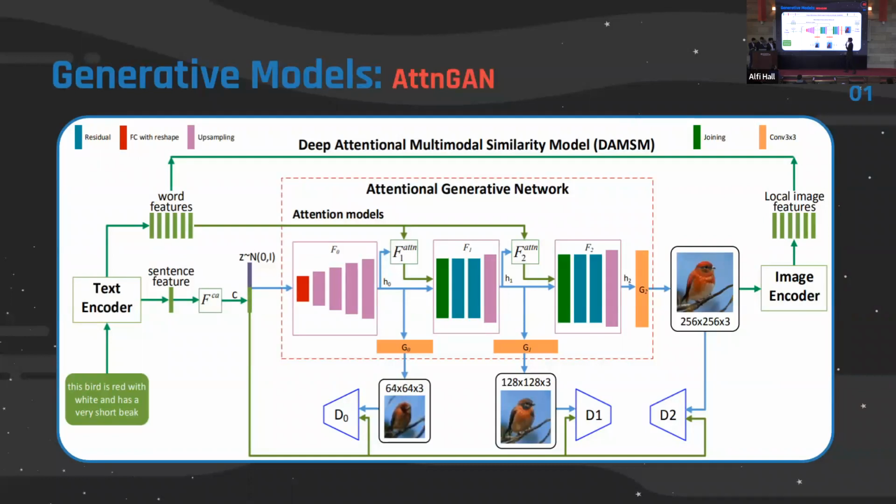The first one is that it uses multiple generators and multiple discriminators in order to make progressive growing of the generated images. The second one is that it uses word level attention in order to focus on the most important words in each input caption. And the final contribution of this paper is that it introduces the DAMSM loss, which is basically a loss function to make sure that the generated images actually reflect the input textual descriptions.